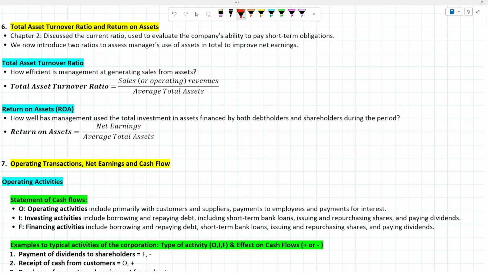So total asset turnover ratio. How efficient is management at generating sales from assets? How do we do that? We can find total asset turnover ratio, which is equal to sales revenue divided by the average total assets. Return on assets, or ROA, as in the abbreviation of it, is how well management has used the total investment in assets financed by both debt holders and shareholders during the period. So return on assets, ROA, is equal to net earnings divided by the average total assets.